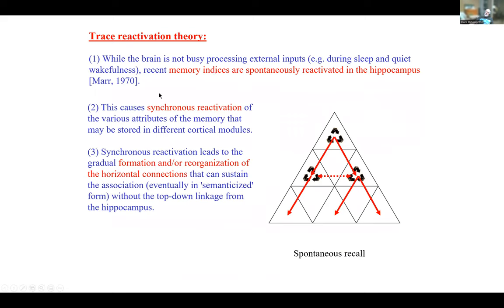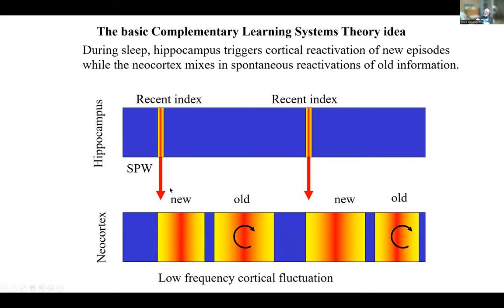And that leads us to the trace reactivation theory, which is basically that while the brain's not busy processing external inputs, it's refreshing its own knowledge as part of the interleaved learning process. The prediction is that when the hippocampus retrieves its pattern, it causes synchronous reactivation of the information in different modules, which allows associations to form among them. And that leads to the reorganization of the horizontal connections.